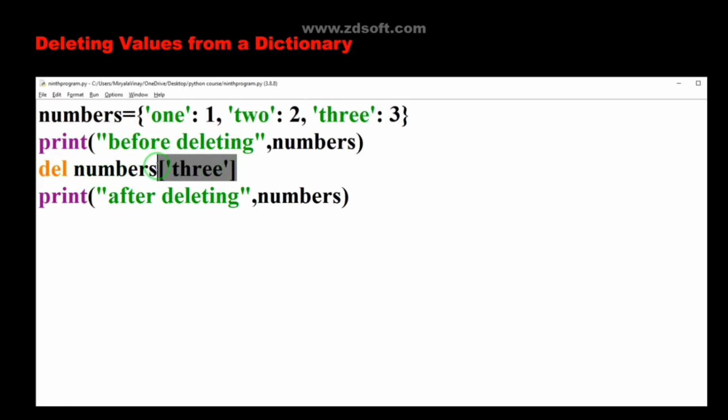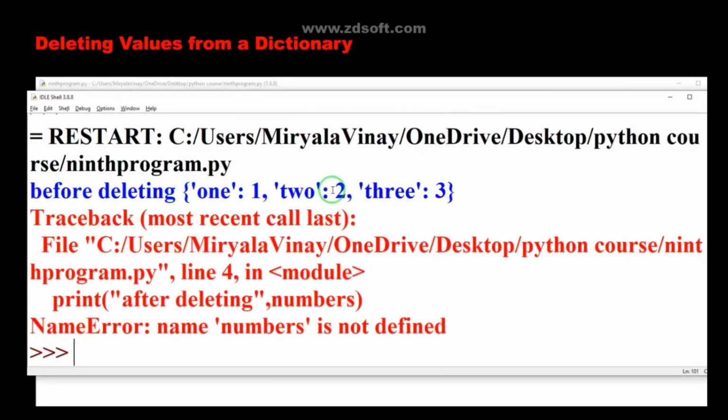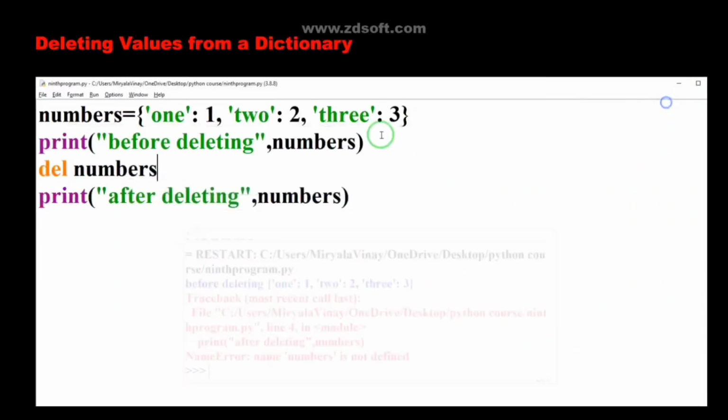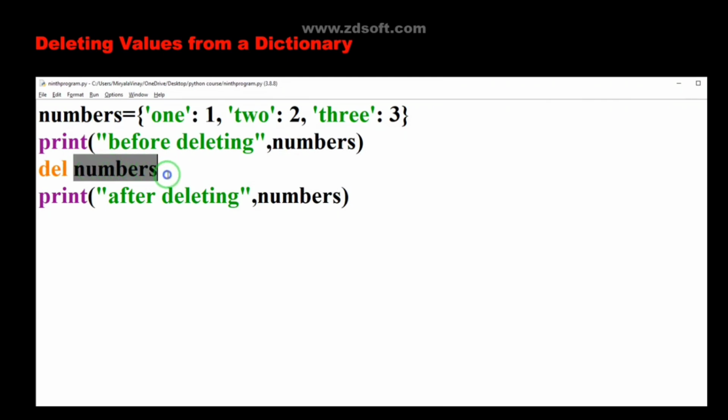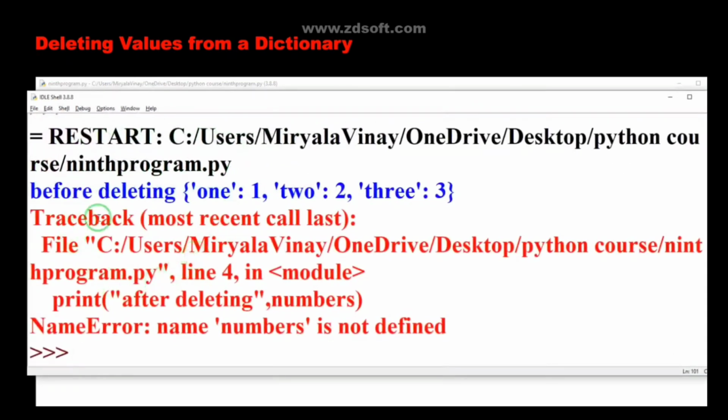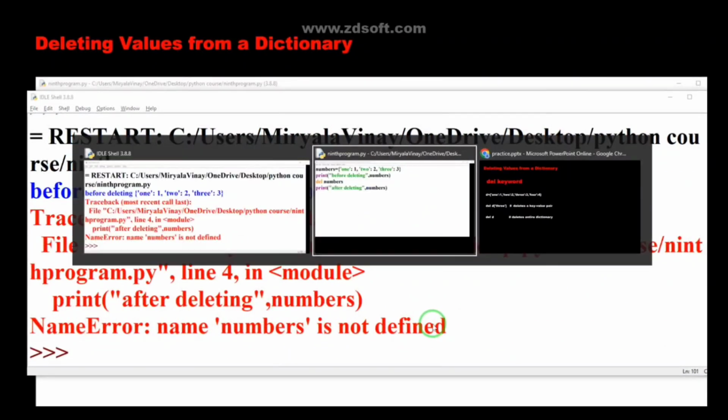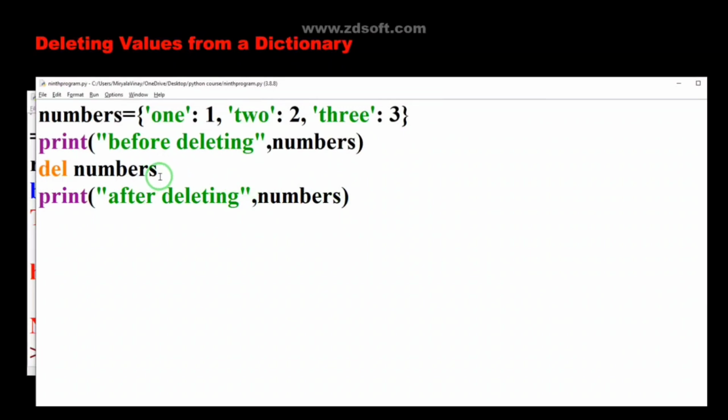Also you can use this del keyword to delete the whole dictionary. Before deleting we have 1 2 3. After using this statement, I'm not specifying any square brackets or any key in it. So I'm simply calling the del keyword and the dictionary name. Using numbers, you can delete the whole dictionary at a time. It is showing the error because after we write that statement, the dictionary has been deleted. That's why it is telling name error, name numbers is not defined. It means numbers is not present in the memory because we have deleted it here.